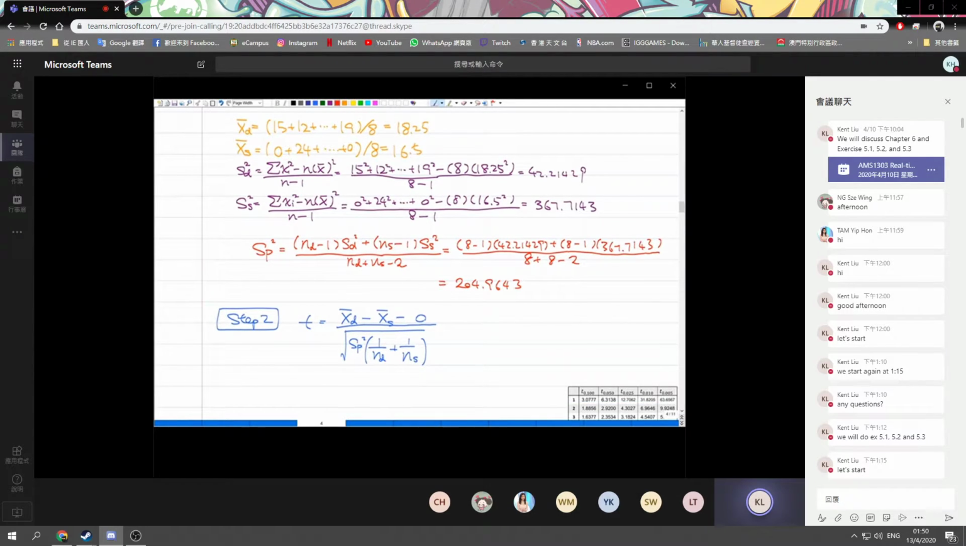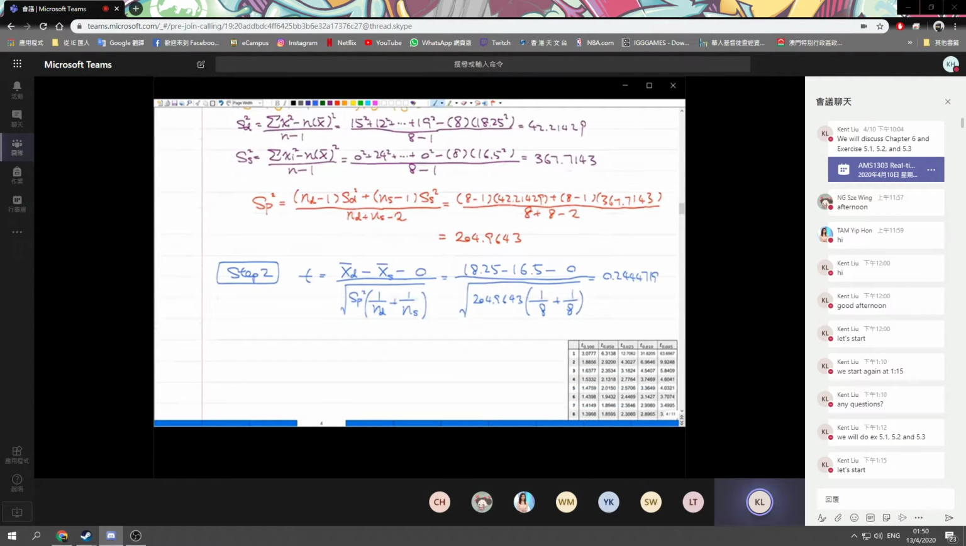Now with all this ready, we can do our calculation. So x bar d would be 18.25, minus 16.5 for the second group, minus 0, and down here we will take the pooled variance, and then multiply by 1 over 8 plus another 1 over 8. Then your test statistic is 0.2444719.